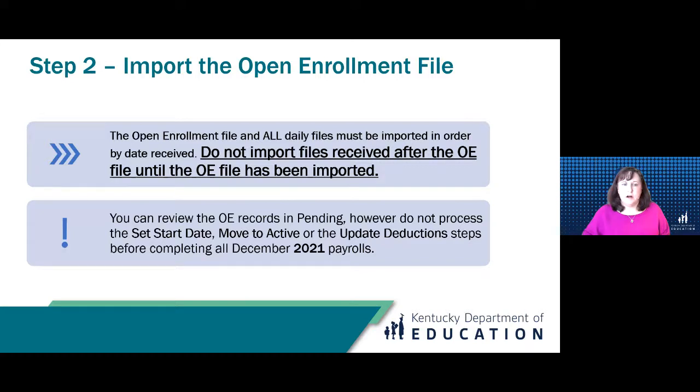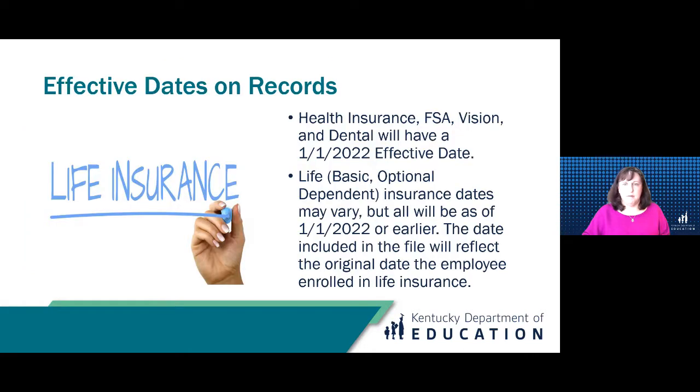And also, once you go ahead and import it into pending, you can start working on the open enrollment record. You can do everything except setting the start date, moving the records to active, and updating deductions. So it's okay to go ahead and import into pending, but you cannot do those other steps until all the December 2021 payrolls have been completed.